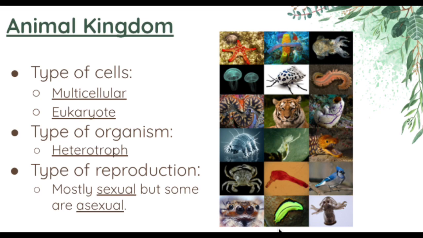They are heterotrophs, meaning they have to eat or consume or find food for energy. And most of the time they use sexual reproduction, but there are some that are actually able to asexually reproduce. And you'll learn more about those different types of asexual reproduction when we get to our cells unit later in the year.